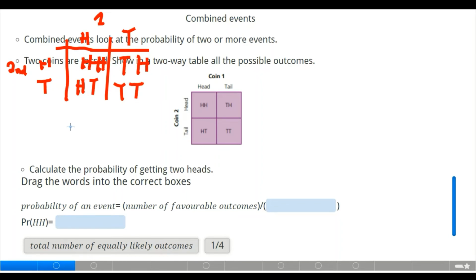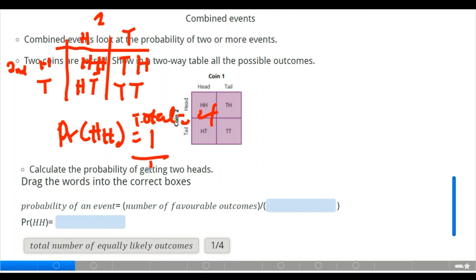Okay, now they ask, what's the probability of getting two heads? Now if you look at these outcomes, how many do we have altogether? The total number of outcomes is 4: 1, 2, 3, 4. So now, what is the probability of getting two heads? How many times can you see two heads? This is just once. Okay, so the probability of getting two heads is 1/4.